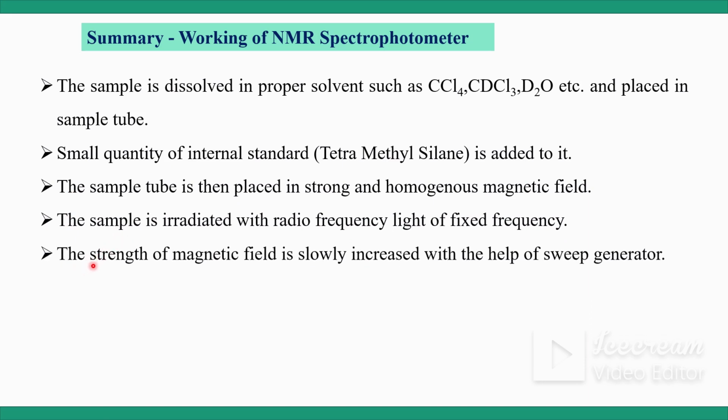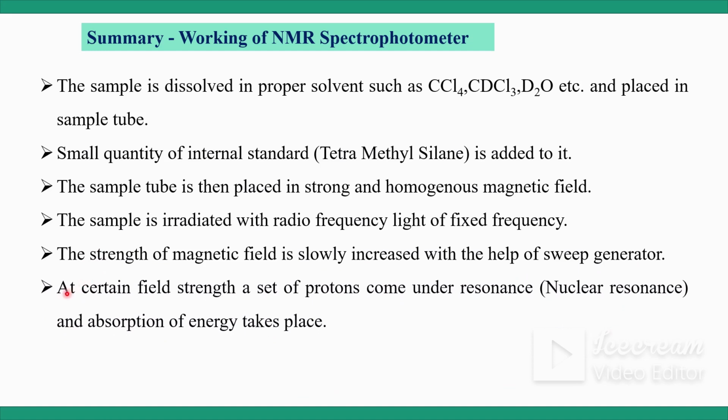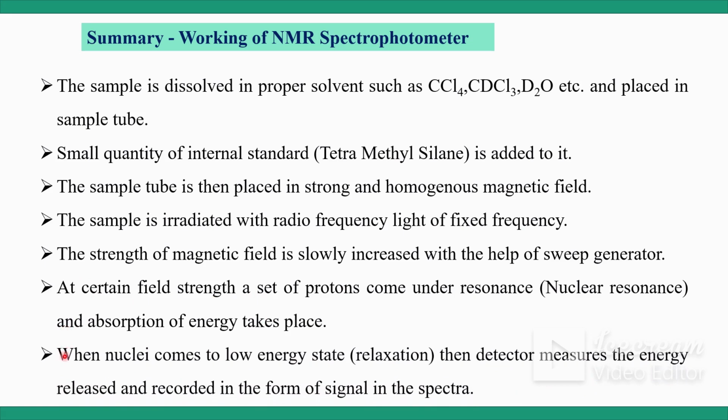The strength of applied magnetic field is slowly increased with the help of sweep generator. At a certain field strength, a set of protons comes under resonance, that is nuclear resonance, and the absorption of energy takes place. After absorption, the nucleus goes to excited state, and from excited state to low energy state, that process is known as relaxation. At that time, detector measures the energy released and it is recorded in the form of signal.